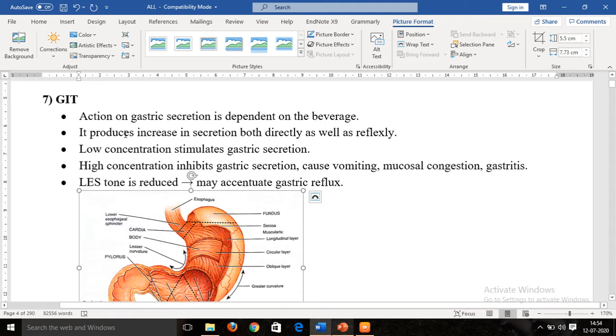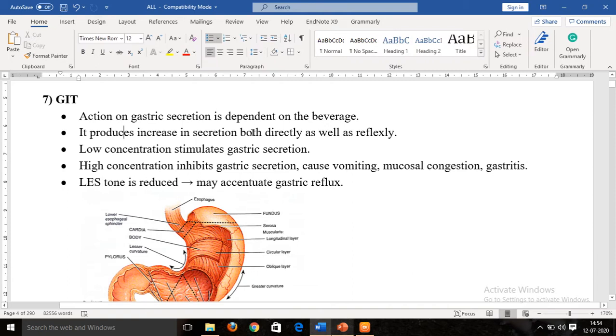So also it increases the secretion. Basically it produces an increase in the secretion, both by directly stimulating the secretion as well as reflexly, that is by irritating the gastric mucosa. Now again, the effect on gastric secretion, whether it is stimulated or inhibited, will depend upon the amount of alcohol which is consumed. At low concentrations there is stimulation of the gastric secretion, whereas higher concentrations of alcohol result in inhibition of the gastric secretion.